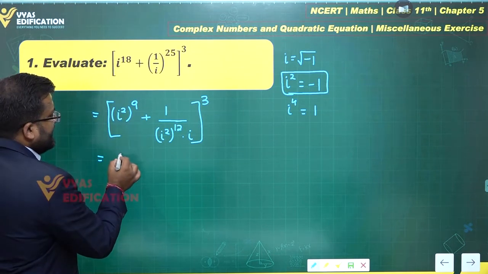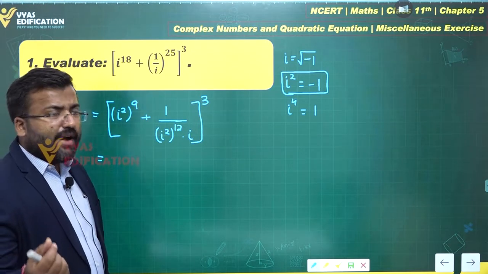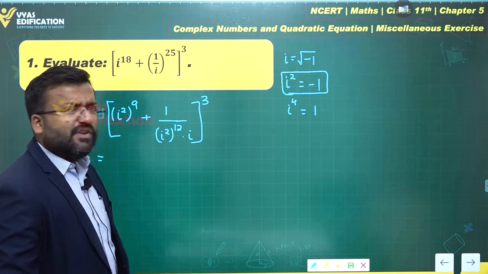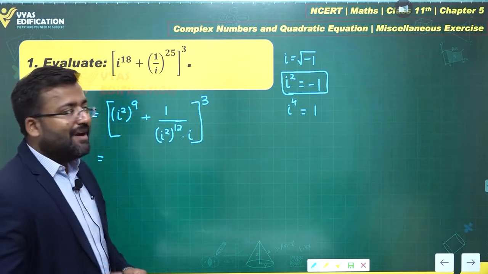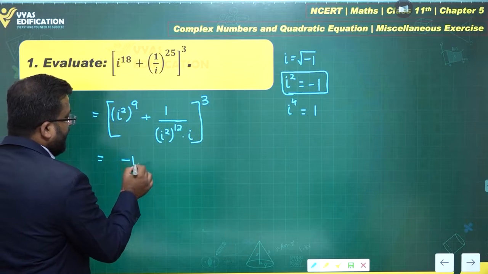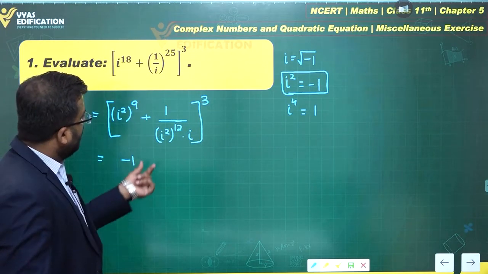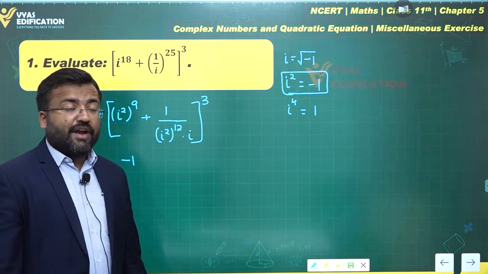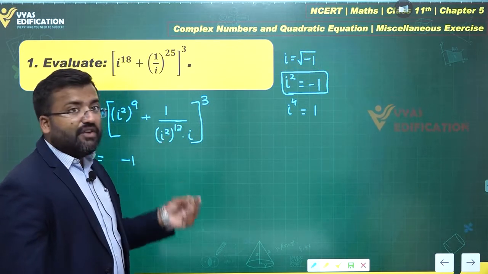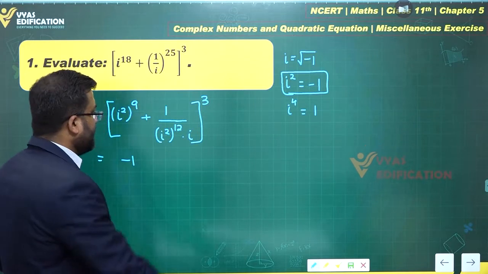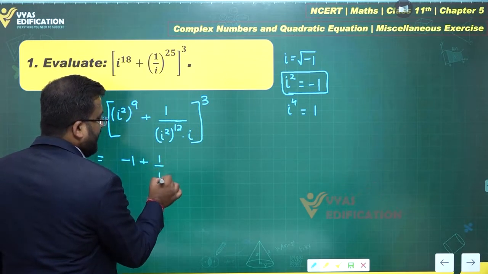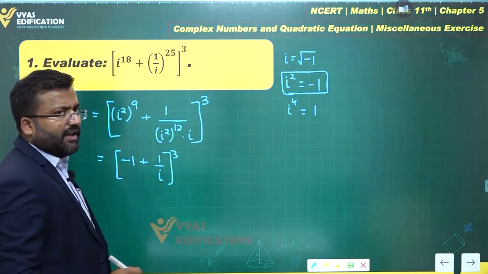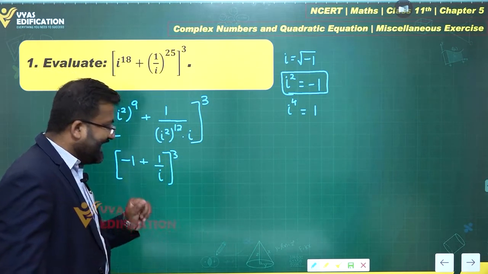i square is equal to minus 1, and minus 1 power 9 will be equal to what? Minus 1 power odd number will be a minus. So this will convert to a minus 1 simply. What happens to this i square over here? This i square is also minus 1, and minus 1 raised to power 12, that is an even number, will be actually plus. So this will give me plus 1 over i whole power 3. That's what I obtained.